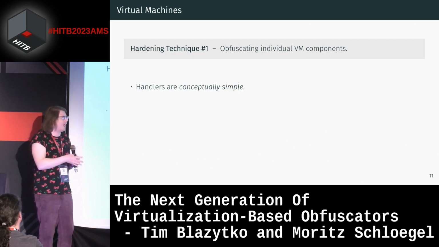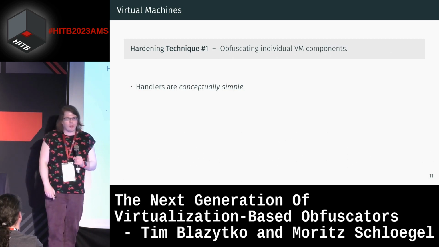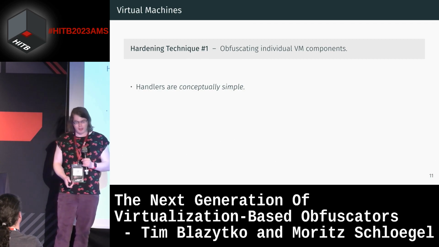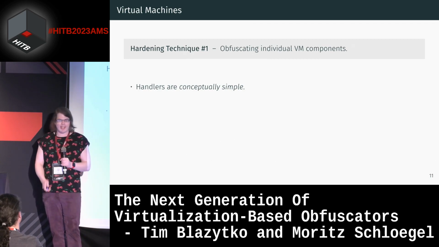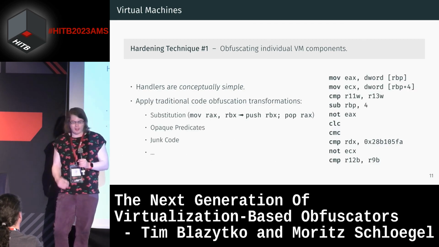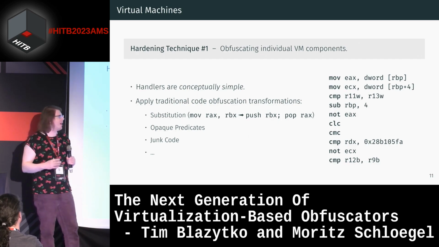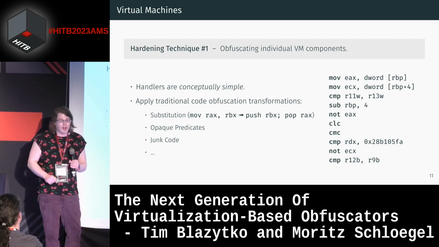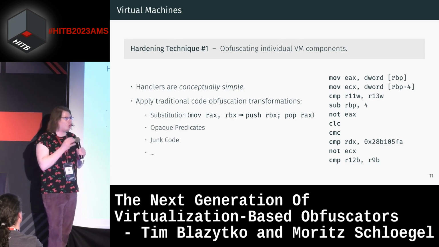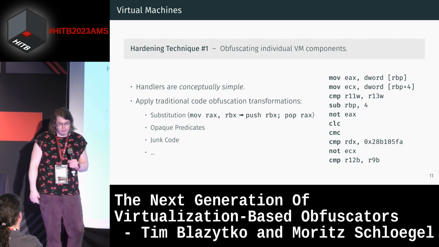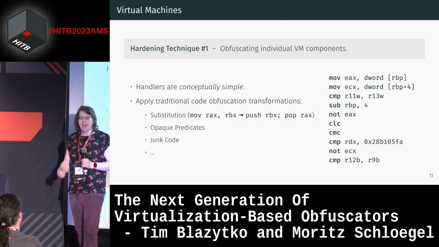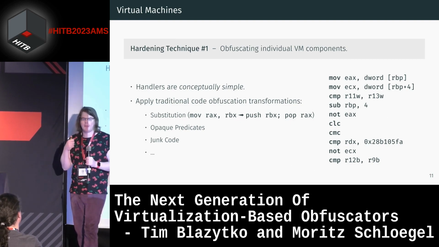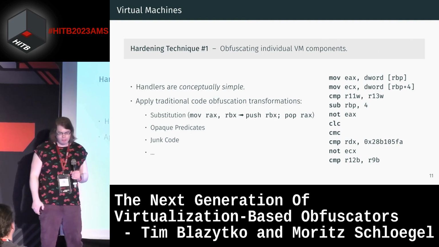So they are semantically really simple, and normally you can implement them in 5 to 10 instructions. However, you want to complicate it. And therefore, you can apply additional common code obfuscation techniques, such as code substitution, opaque predicates, insertion of junk code, and stuff like that, to make the individual handlers look more complex. So, in other words, increase the instructions per handler to make it more difficult to analyze.